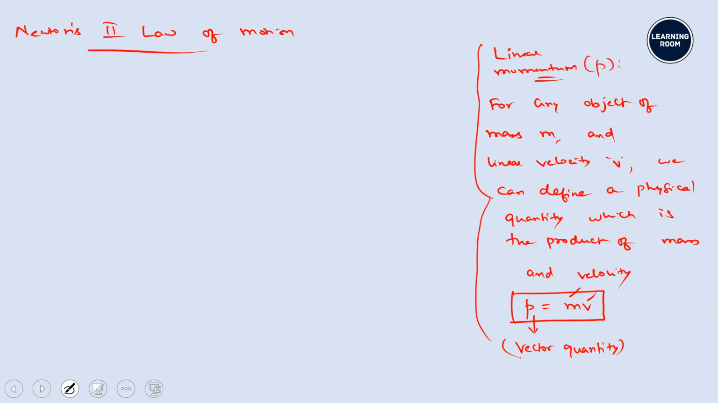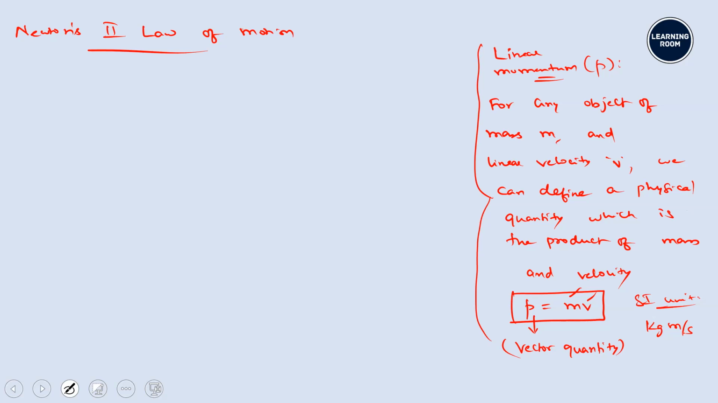And what is going to be the SI unit for it? The SI unit will be kilogram meter per second. Kilogram is the SI unit of mass. Meter per second is the unit of velocity. So kilogram meter per second is going to be the SI unit of linear momentum.